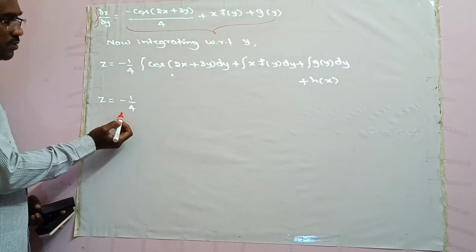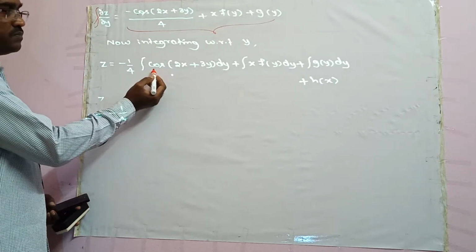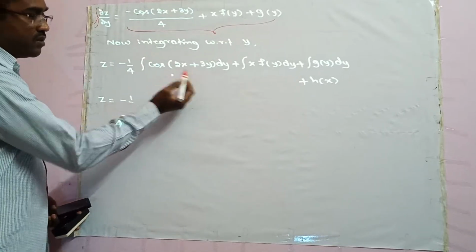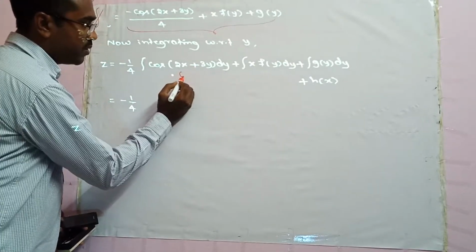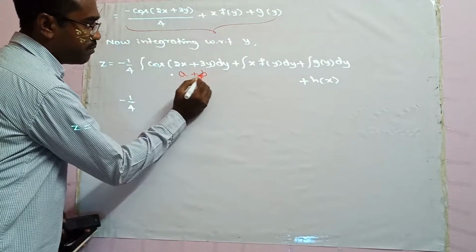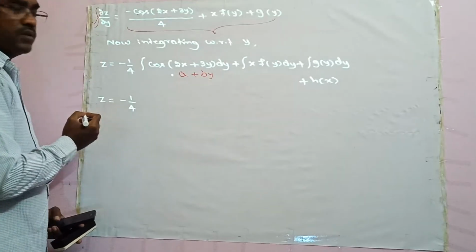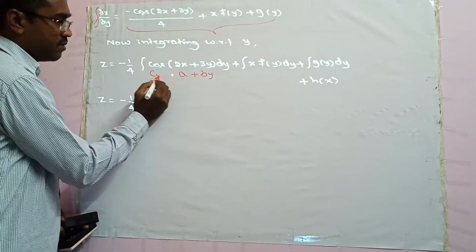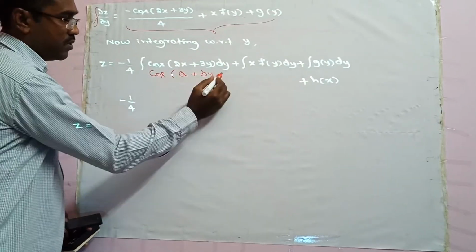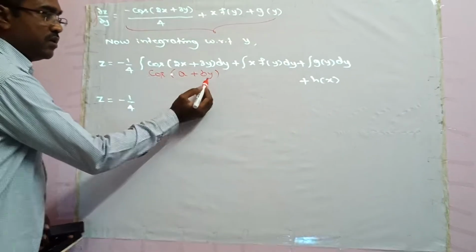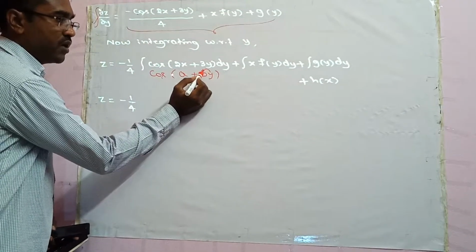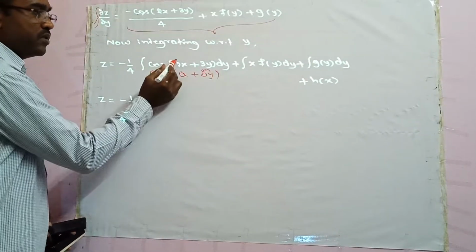Minus 4 will stay as it is. Integration of cos of, now we are integrating with respect to y. Now it is of the form a plus by. So what will be the integration? In the denominator, the coefficient of y will come. This is a constant now.